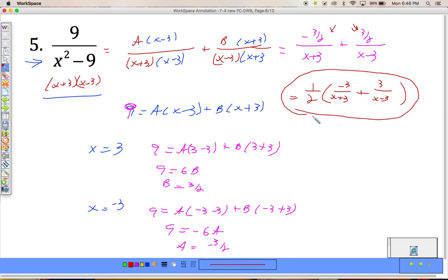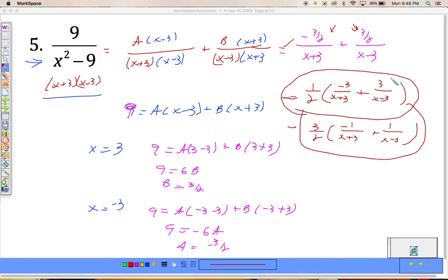Another option is I can take a 3/2 out of both, which would leave negative 1 over x plus 3 plus a positive 1 over x minus 3. Another good answer. These two are probably much better answers than this one. All right, so when you're working with WebAssign, if they don't like this, try this. Hopefully they'll take one of those two, but I don't think they're going to want fractions in your numerator.